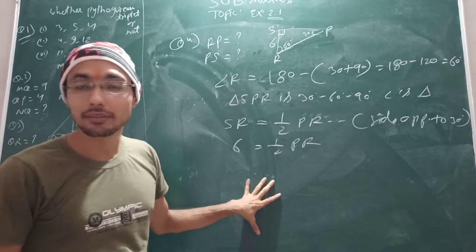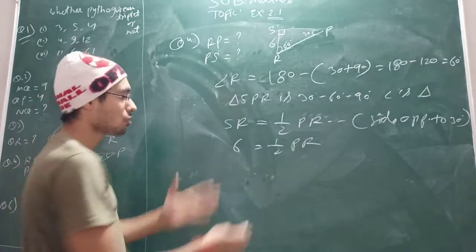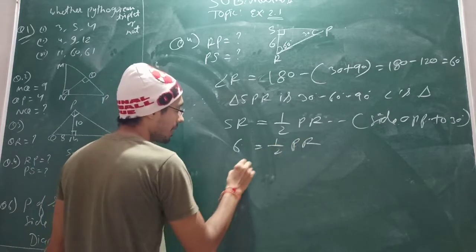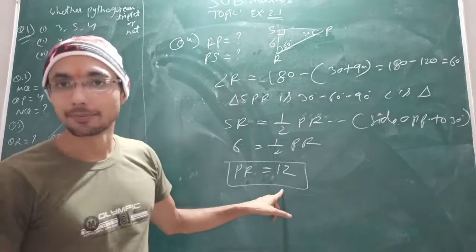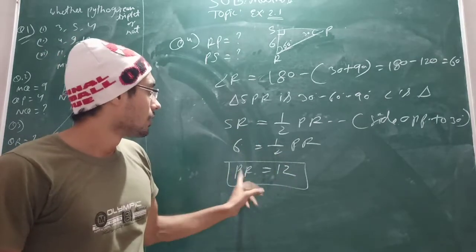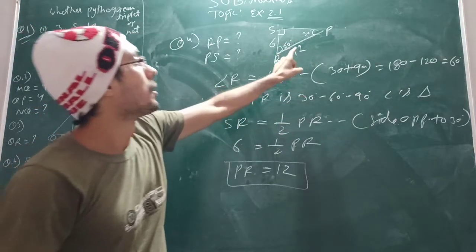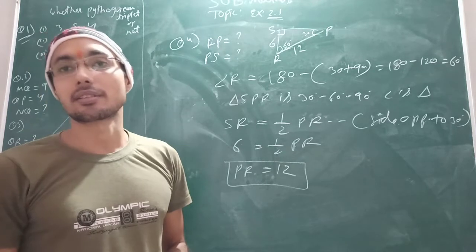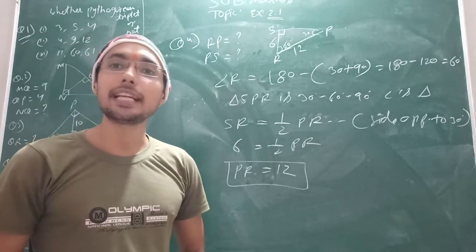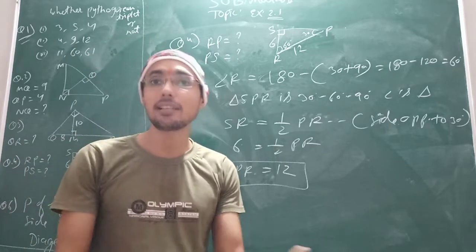Now we will solve it. So what we'll get is the value of PR. Cross multiplication, 6 twos are 12, PR this side. So the value of PR is 12. If you see in the diagram, 12 is the value of PR, and PR is the hypotenuse. The most important value which we need is the hypotenuse. Once you know the value of the hypotenuse, you can easily find out the other sides.